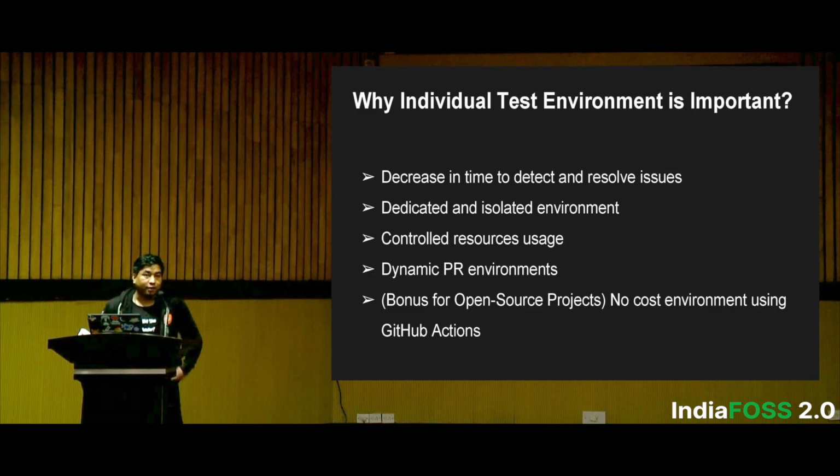So dedicated and isolated environments. This will be a complete environment where you'll have your full set of end-to-end tests. And you have controlled resource usage. That means when you have a PR raised, you'll have the environment spun up. And when you don't have anything, the bills won't be going up because the environment won't be up when you don't have any changes. We'll have dynamic PR environments. And lastly, we have a bonus for open source projects: using GitHub Actions, we'll have a no-cost environment.